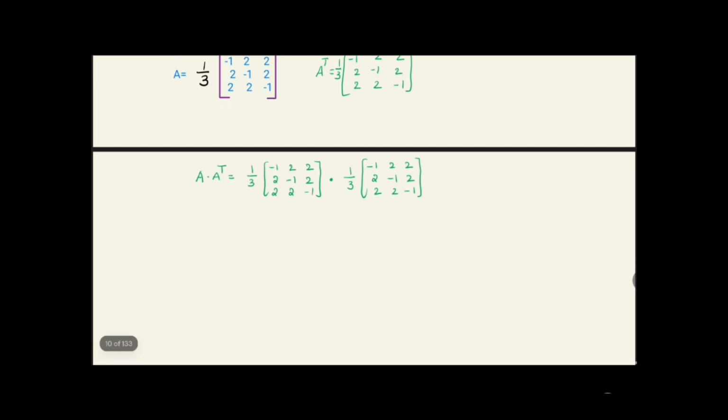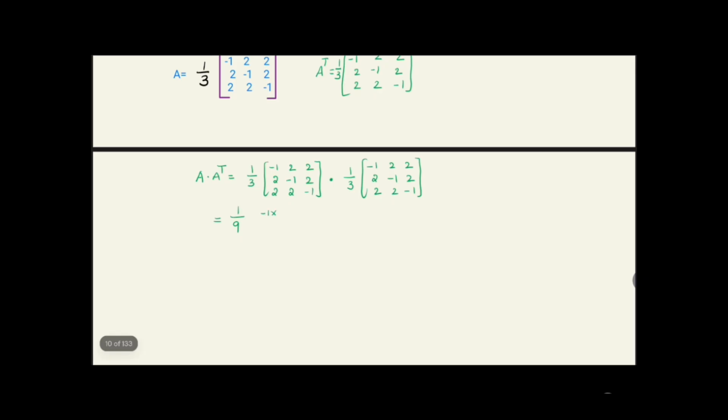Now I will multiply these two. That is multiplication of matrices. How will you multiply? First row, first column, and first row, second column, again first row, third column. So this we have to multiply. Multiplication of matrices, I think you already know it. After multiplying, I will multiply these two constants, 1 by 3 into 1 by 3, it becomes 1 by 9.